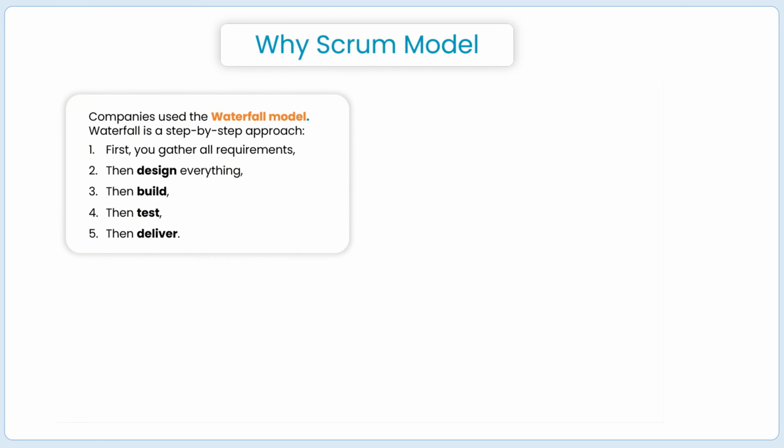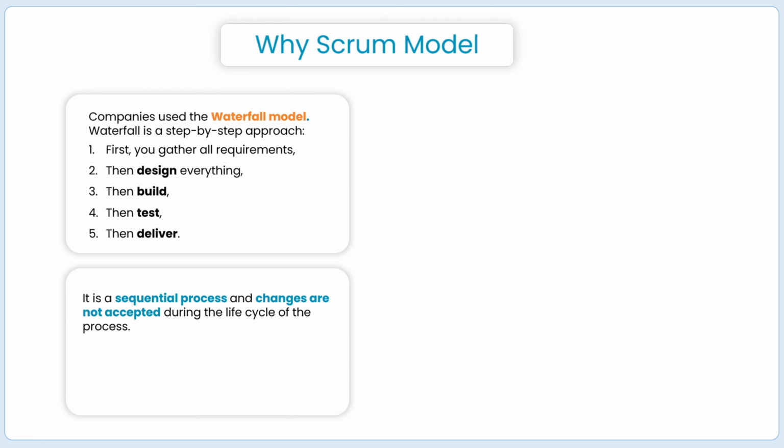Now let's understand why we actually use Scrum model instead of Waterfall or any other model. Before Agile, most companies use the Waterfall model. Waterfall is a step-by-step approach. First, you gather all the requirements, design everything, then build the product, test the product, and deliver everything in one go. It is a sequential process and changes are not accepted during the life cycle of the process.